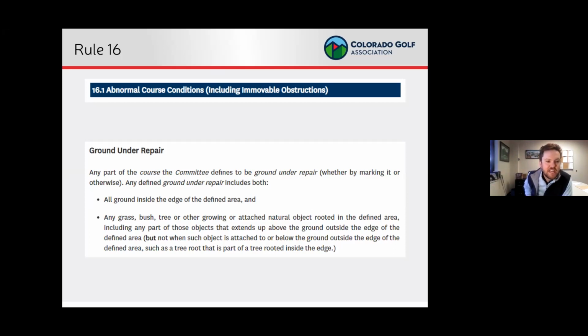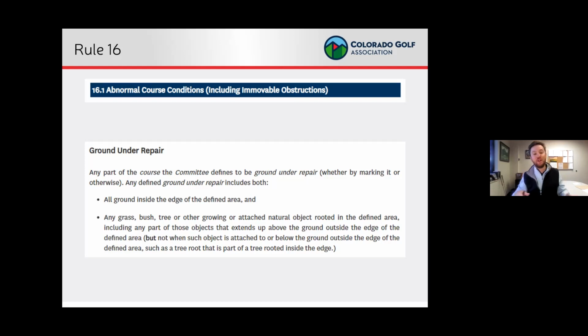So very technically, if you had interference from a tree branch and you're outside the ground under repair, but the tree that is rooted inside the ground under repair is growing over it, you could technically get relief from that tree, because it says any grass, bush, or tree rooted in the defined area, including any part of those objects, so a branch that extends up above the ground and outside the edge. So kind of a strange concept, but it doesn't happen that much, so really nothing to worry about.